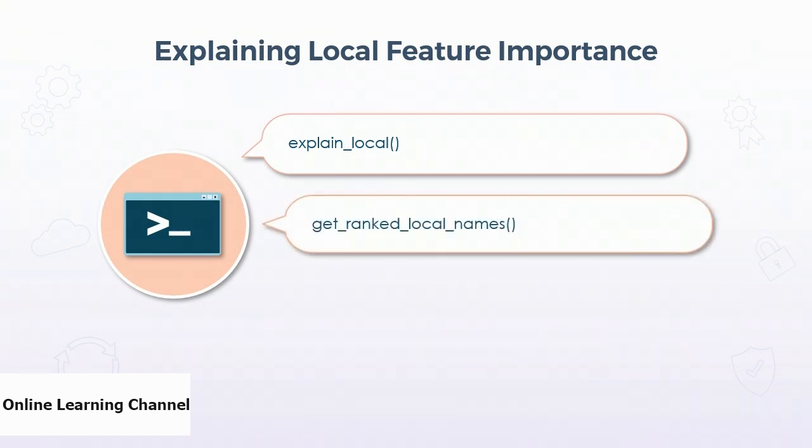And after you've calculated the local importance, there's a couple of additional methods that you can call. The first method you can call is the getRankedLocalNames method. The getRankedLocalNames method works similar to the method we saw in the global calculation. This method returns a dictionary of local features ranked by importance for every item in the input dataset. But what's important to note here is that this dictionary only includes the names of the features ordered by importance.